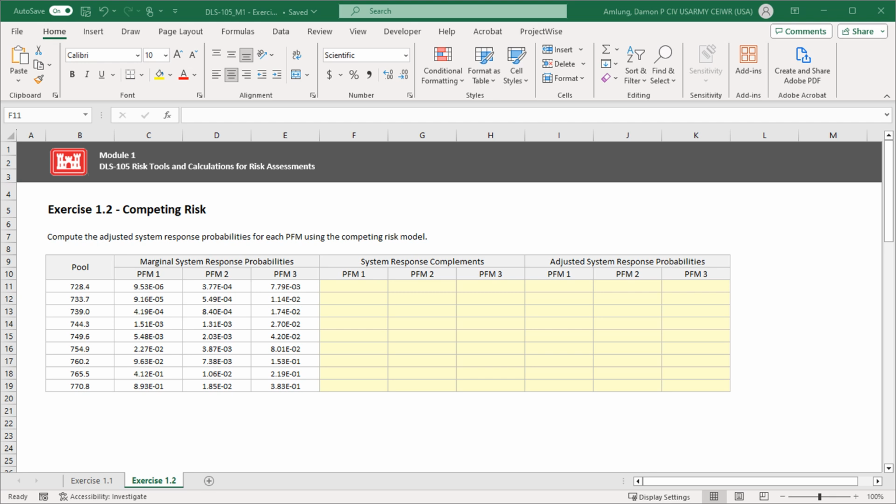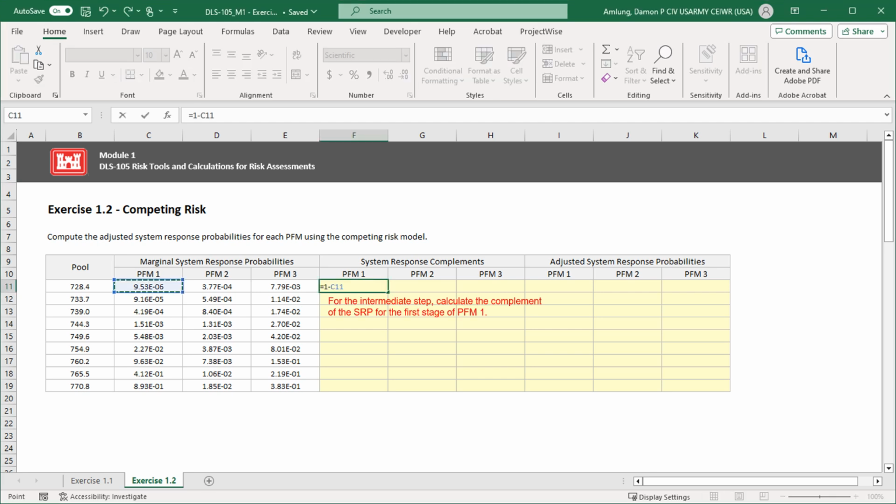In this exercise, we are going to use the same numbers from exercise 1.1, but we will use the competing risk model instead of a common cause adjustment. In the table, you have 3 different potential failure modes and space to calculate the complements and the adjusted system response probabilities.